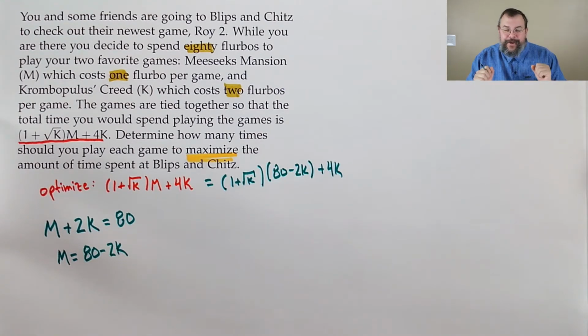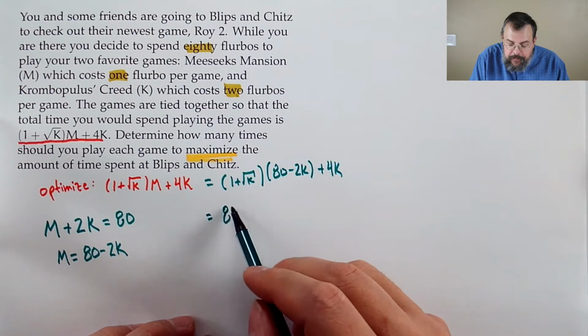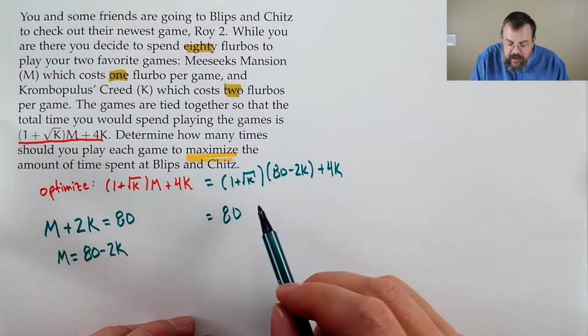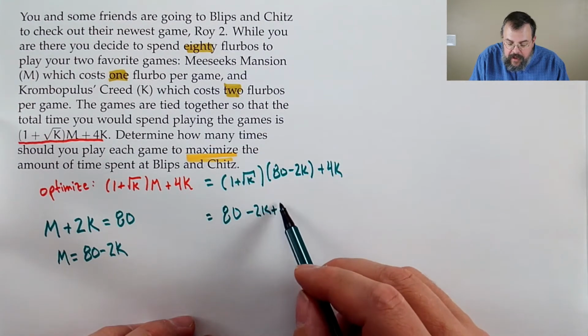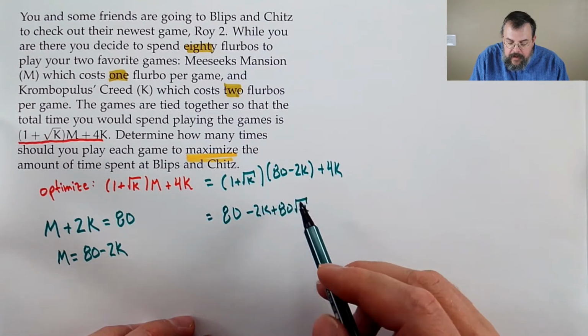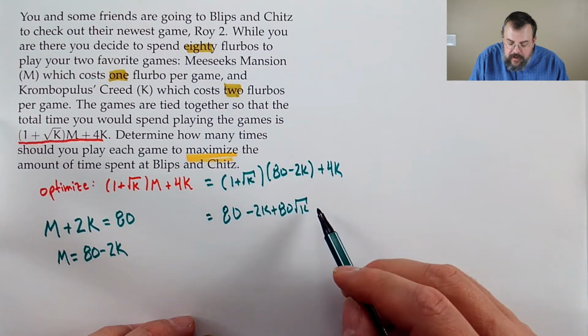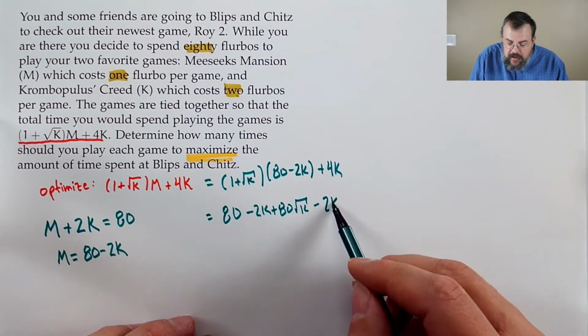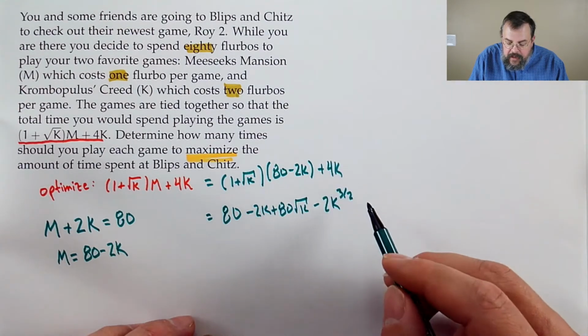All right, well, I sense a lot of algebra in our future. Woohoo! Okay, well, let's get into it. So the first thing we should do is expand. So we'll start by expanding here. So we'll get 80 minus 2k plus 80 times root k, and then minus 2k times root k. Well, so that would be minus 2k to the 3 halves. And then don't forget you have a 4k on the end.